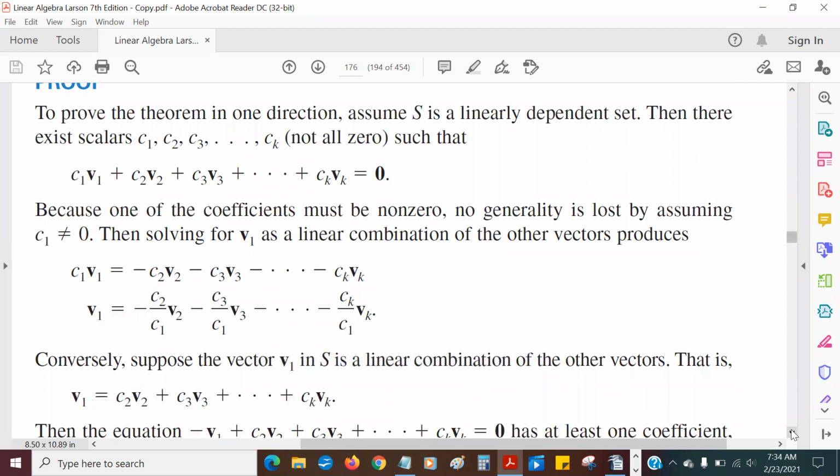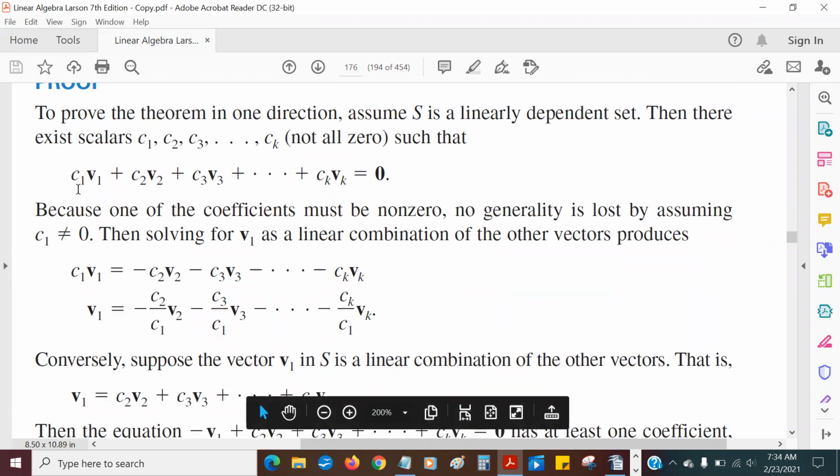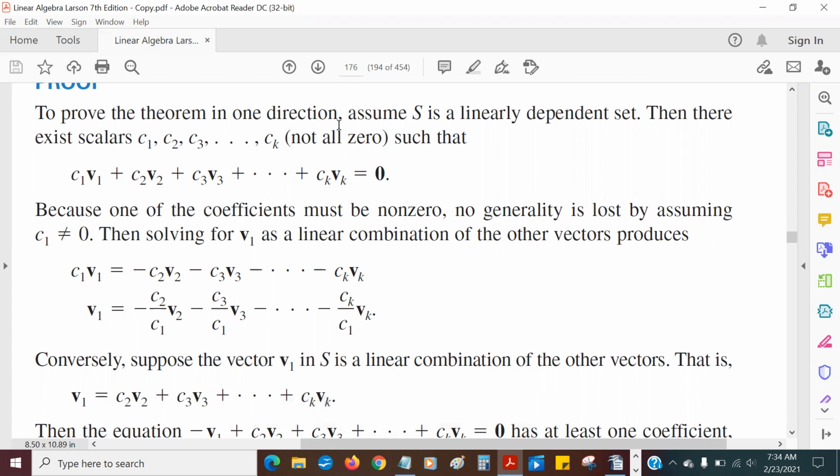So here's the proof. First we're going to prove it in one direction.